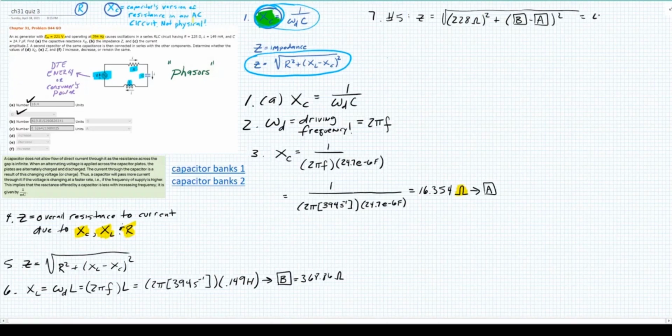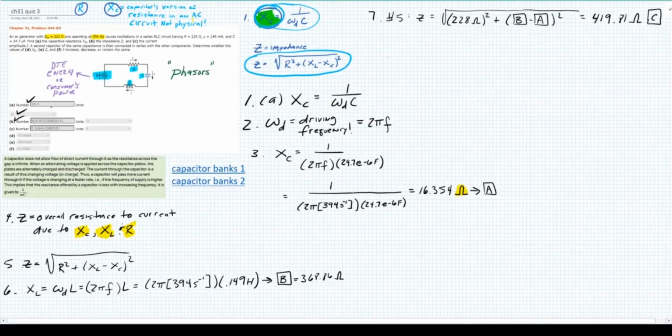$419 and some change ohms. I'm going to put this in calculator memory location C. Store alpha C. So just a brief respite. I know the resistance to the current due to that resistor, due to that capacitor, and due to this inductor, as they are all simultaneously subjected to this power source from DTE energy or wherever it comes from.